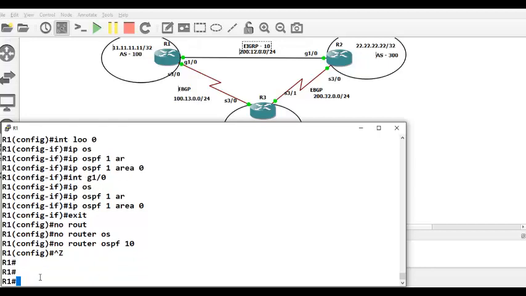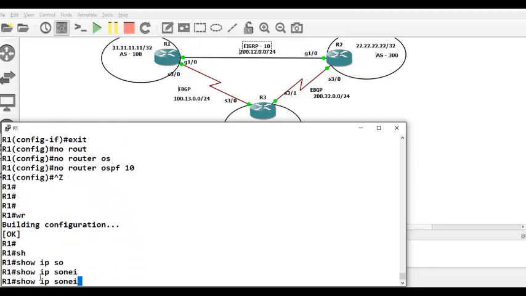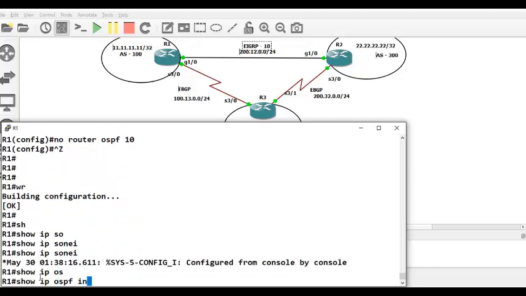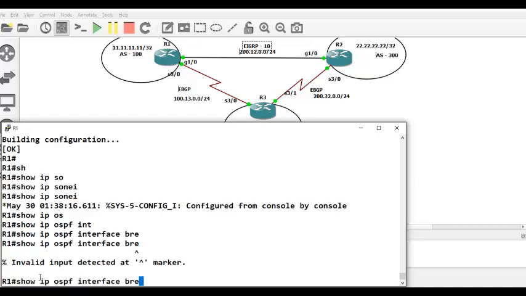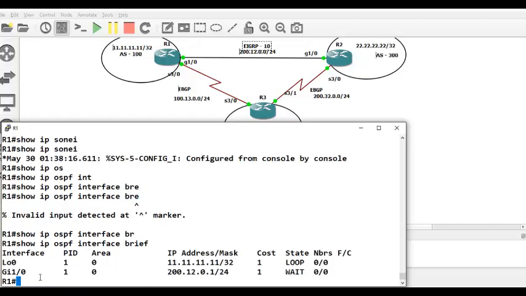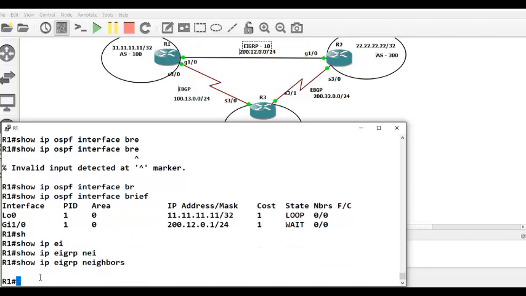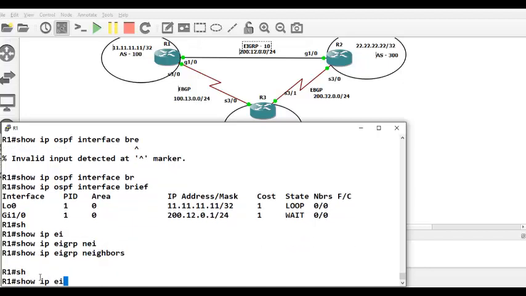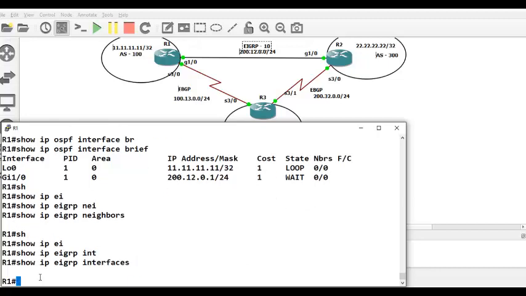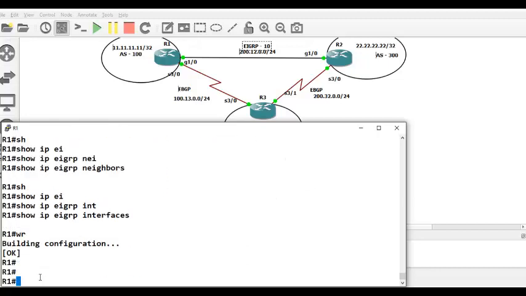Okay. So show IP OSPF neighbor, show IP OSPF interface brief. These are the two interfaces. Show IP EIGRP neighbor, no EIGRP. Show IP EIGRP interfaces, no interfaces. Alright, I removed EIGRP actually. Going to router 2.